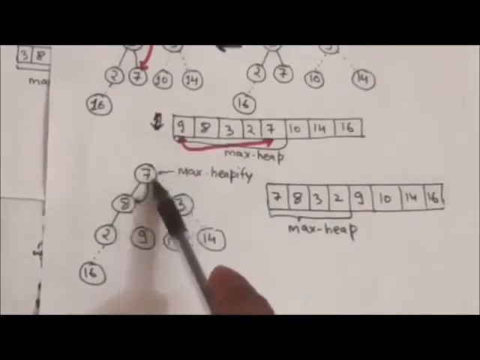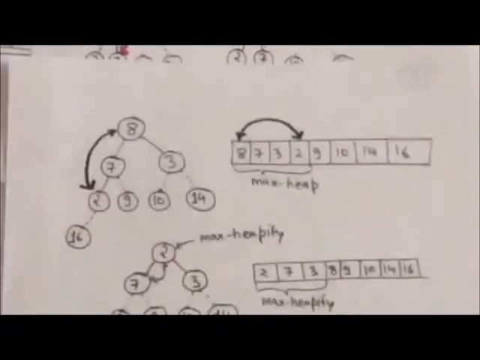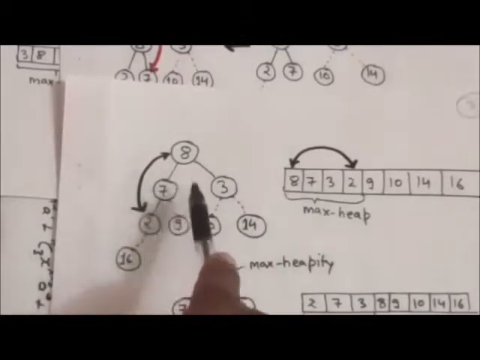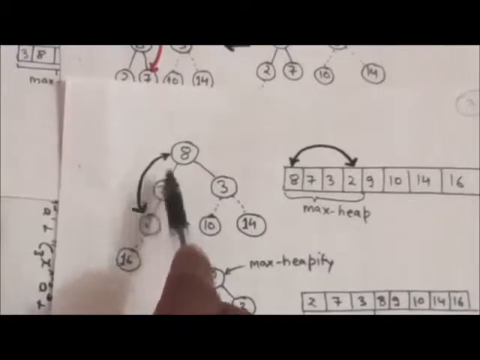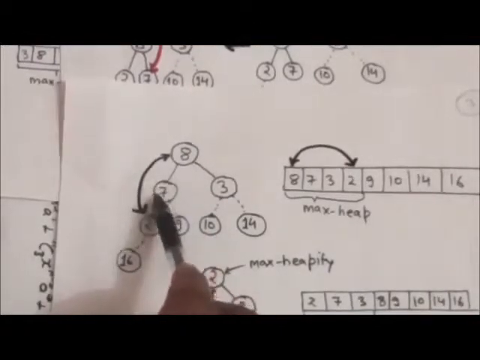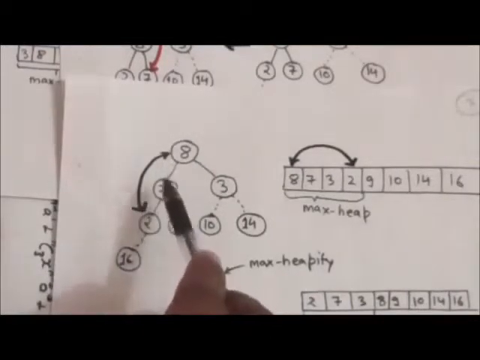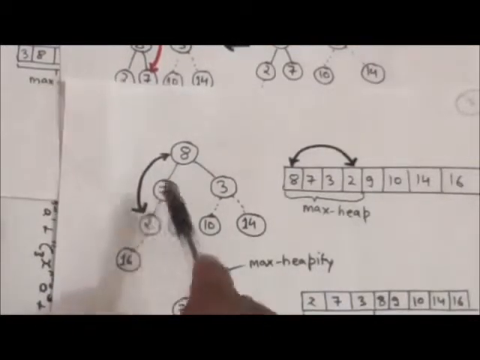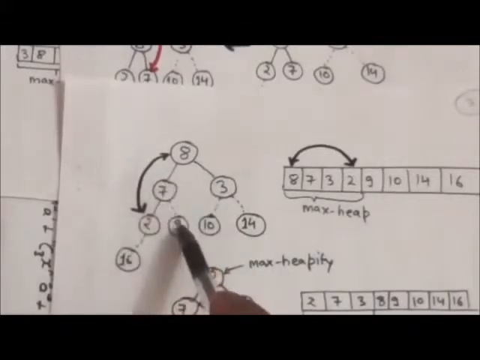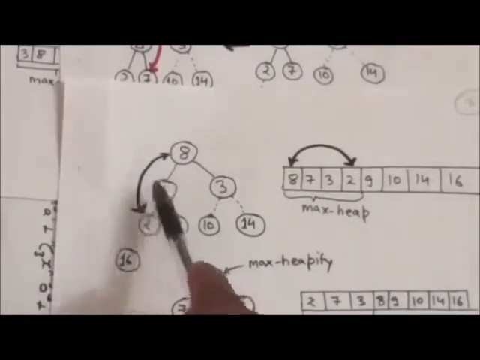After exchanging root with its left child, we will get this tree, right? Now the left child of root has got a new value, that is 7, but it does not violate the max heap property, right? If we compare its value with its left child and its right child, it does not have any right child, right? We will find that this node does not violate max heap property, right? So the max heapify algorithm will terminate here, right?